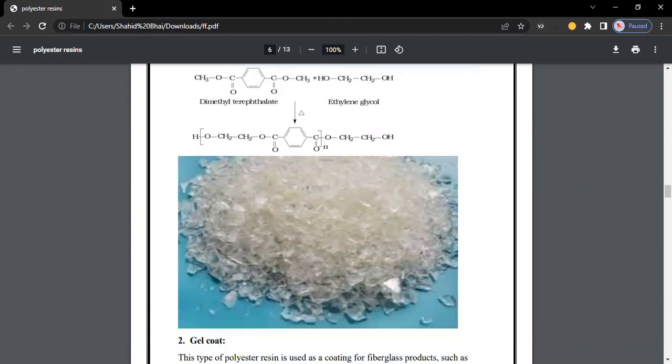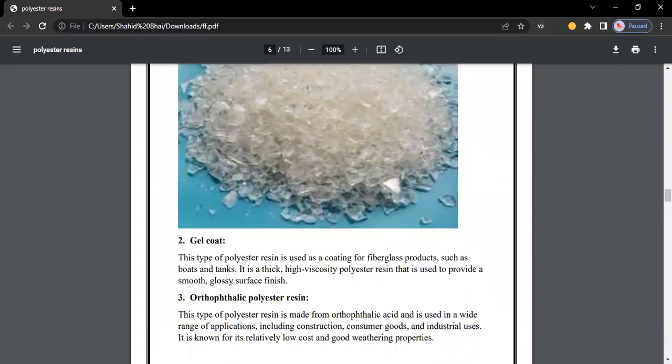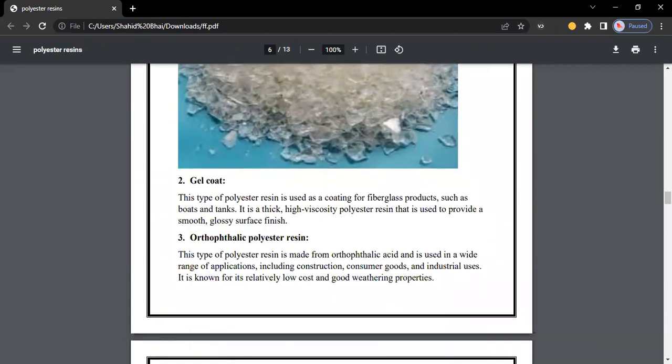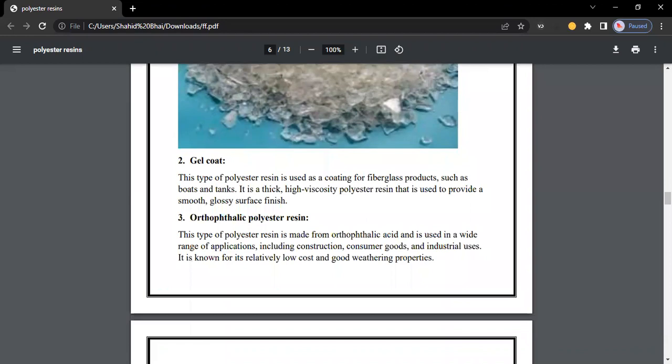And when we heat dimethyl terephthalate and ethylene glycol, it forms the polymer, and we see it in the picture. Secondly, we discuss the gel coat. This type of polyester is used to coat fiberglass products such as boats and tanks, and it is a thick, high viscosity polyester resin used to provide a smooth, glossy surface finish.